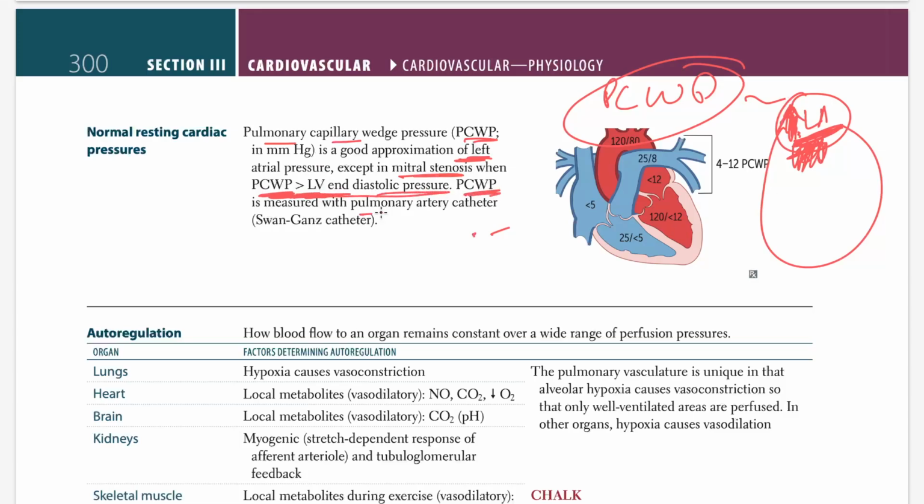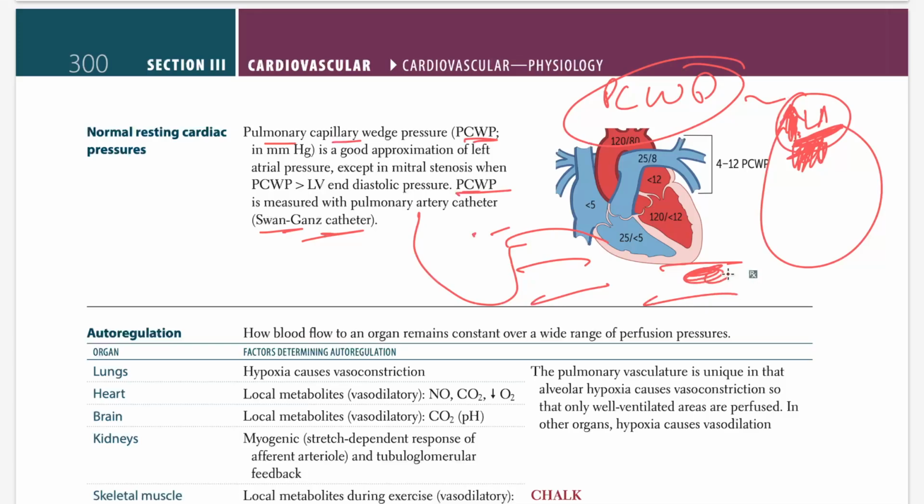PCWP is measured with a pulmonary artery catheter. Here you go, that's what I was talking about. So PCWP is measured with a pulmonary artery catheter, the Swan-Ganz catheter. Again, the same way, you put the catheter in, go to the pulmonary vessels, and get the pressure from the smallest capillary, and that pressure is equivalent to your left atrial pressure. So that is one thing.